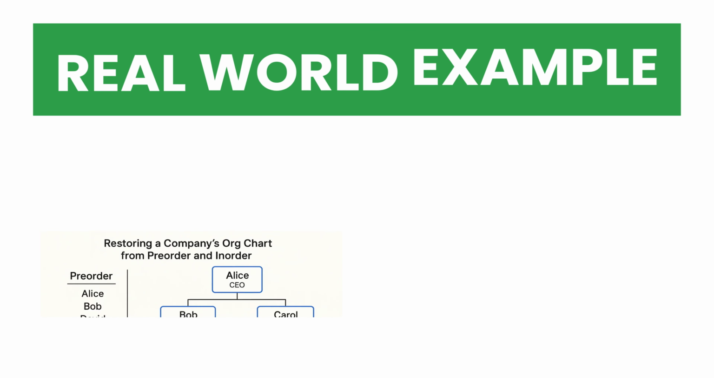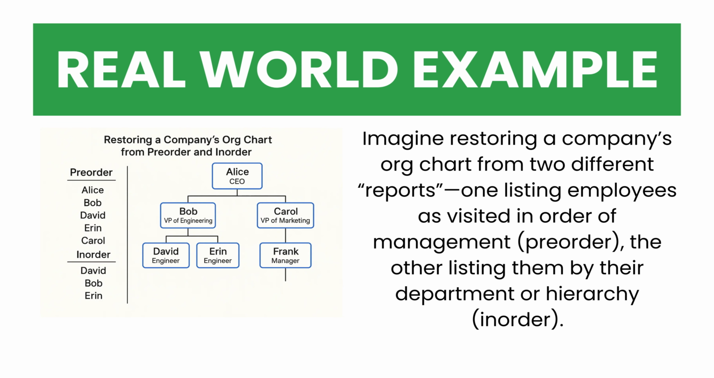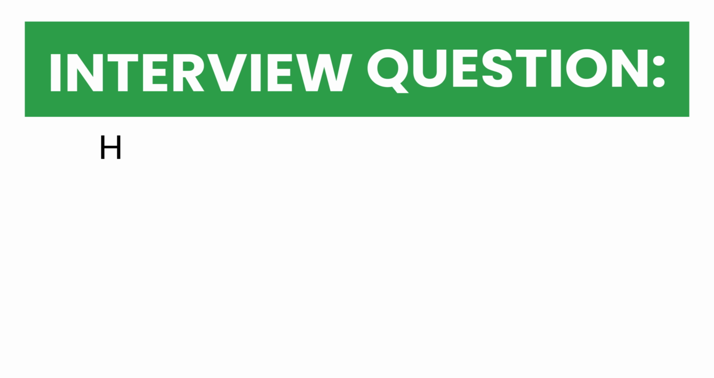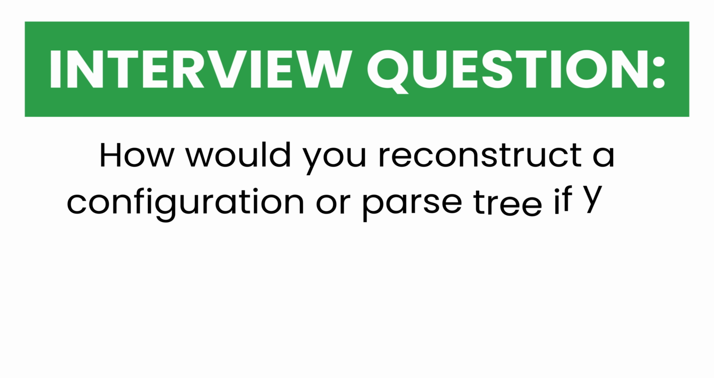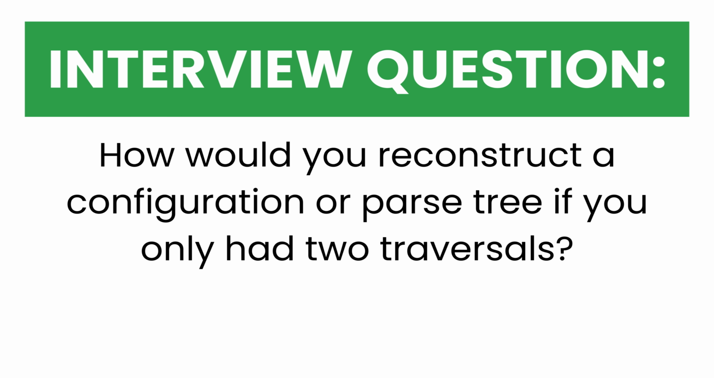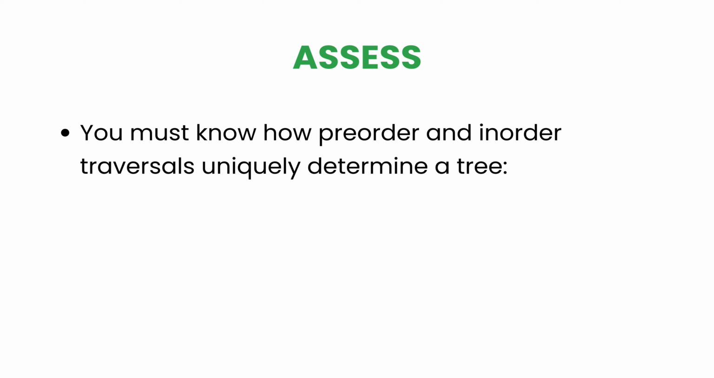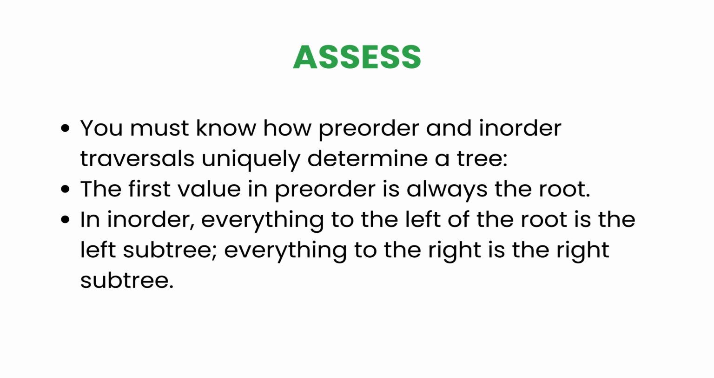Here is a real-world example. Imagine restoring a company's org chart from two different reports, one listing employees as visited in order of management, preorder, the other listing them by their department or hierarchy, inorder. Interviewers might ask, how would you reconstruct a configuration or parse tree if you only had two traversals? Let's assess. What's tricky? You must know how preorder and inorder traversals uniquely determine a tree.